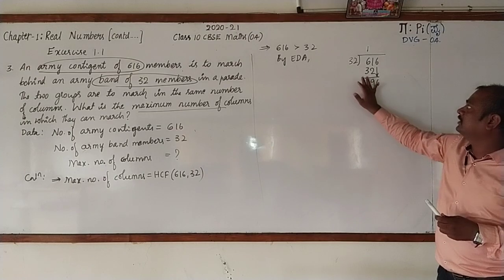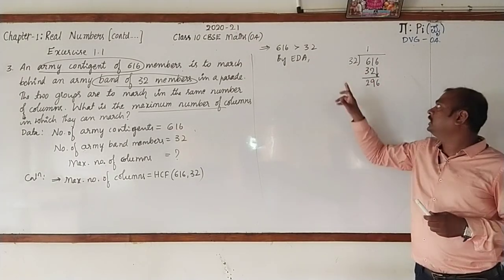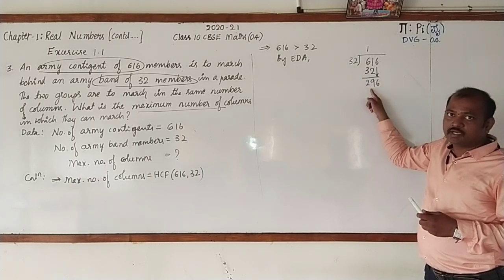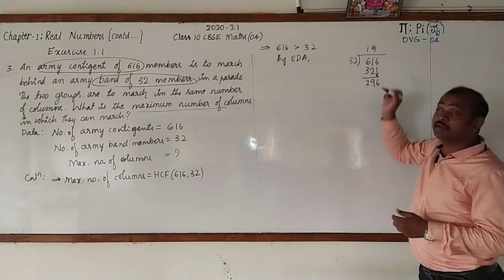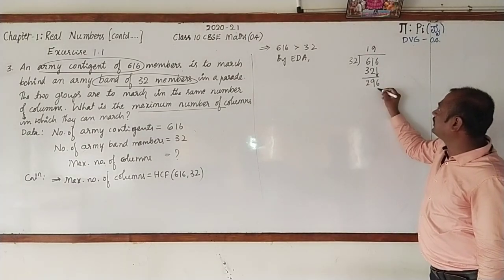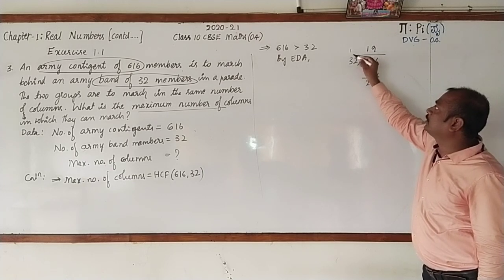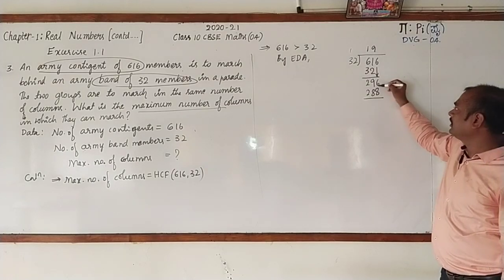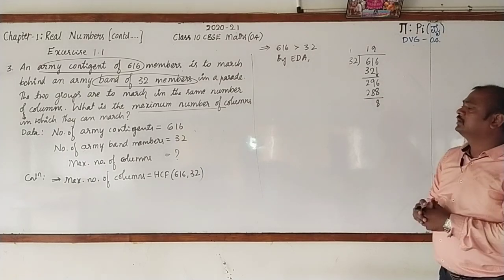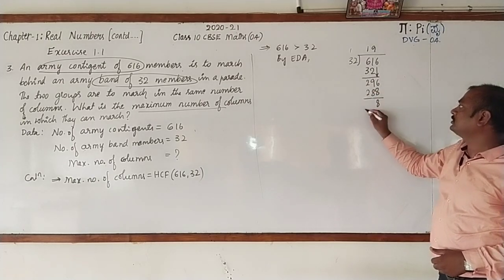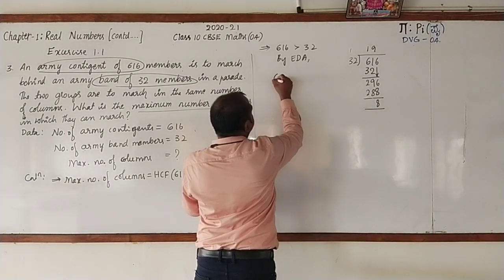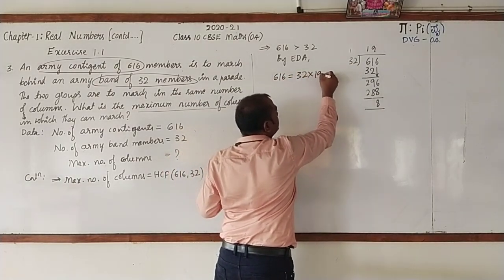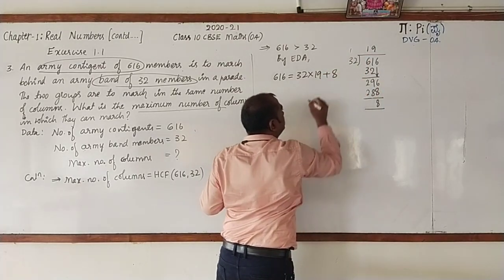It can be guessed easily. 32 tens how much? It will be 320. Right? And this is close to 296. Hence we can go for 9s are. Let me write. 9 2s are 18. Carry 1. 9 3s are 27 plus 1, 28. Now 16 minus 8, it is 8. 29 minus 28, 1. Now we can write 616 is equal to 32 into 19 plus remainder 8.